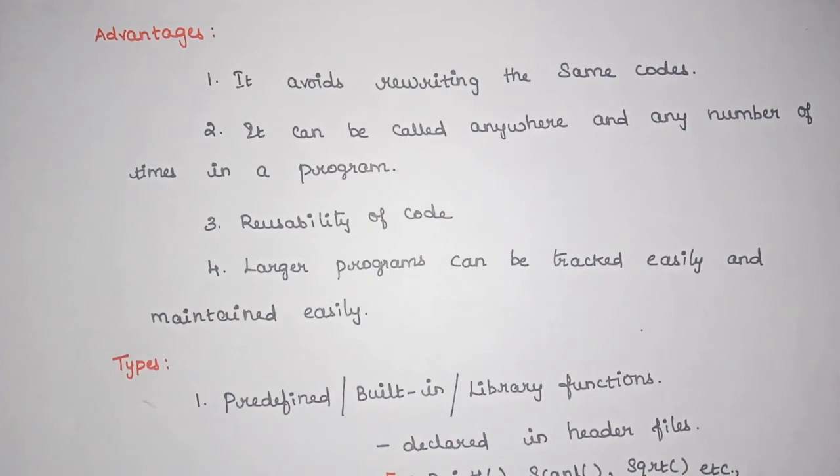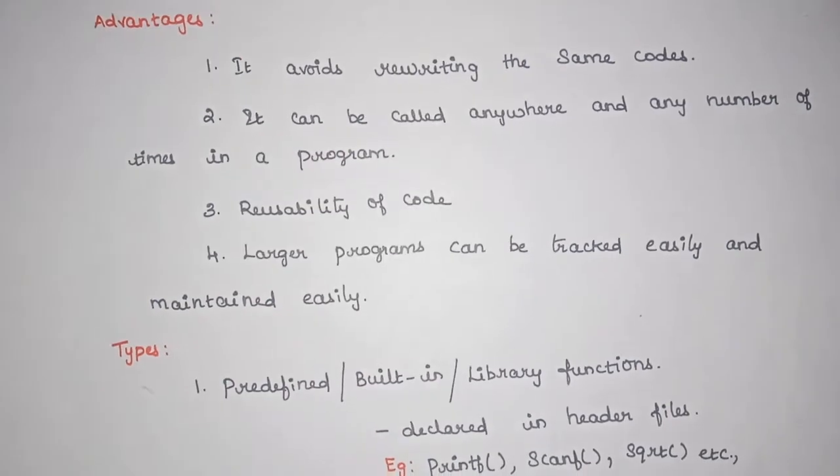When an error is found in a program, if the program is divided into functions, or subprograms, then the errors can be easily tracked, and the programs can be maintained easily. That is the main advantage of functions here: we can avoid rewriting the same code and reuse the code.